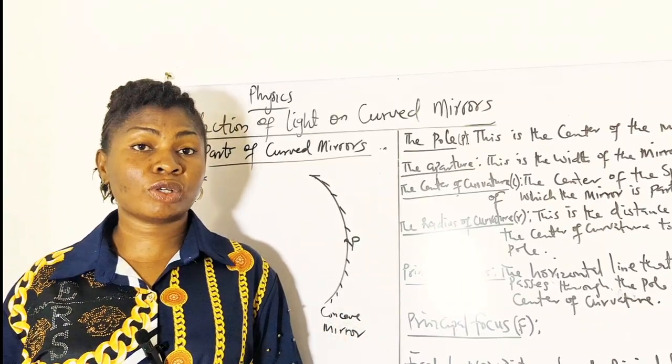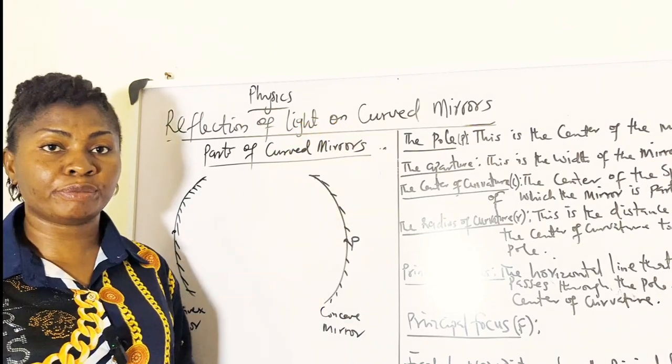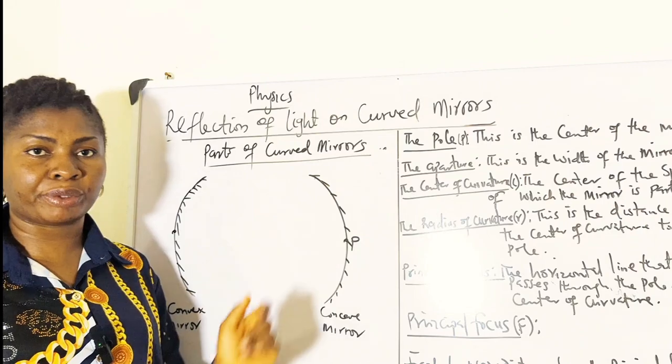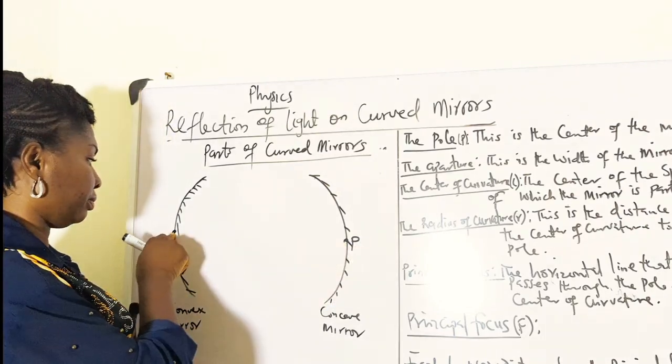Welcome to the continuation of our series on reflection of light on curved mirrors. We are going to look at parts of the curved mirror. The first part we will talk about is the pole of the mirror.